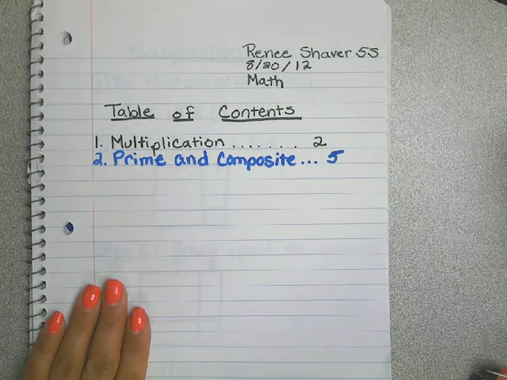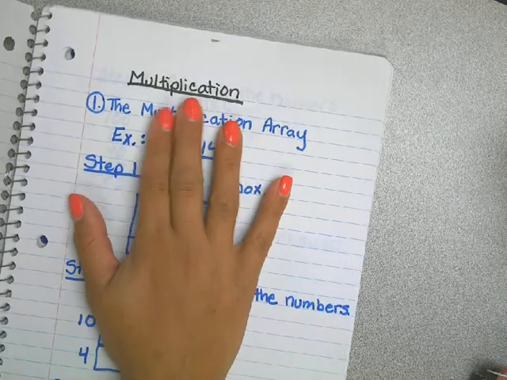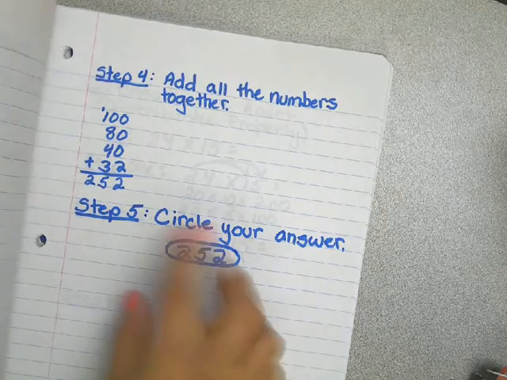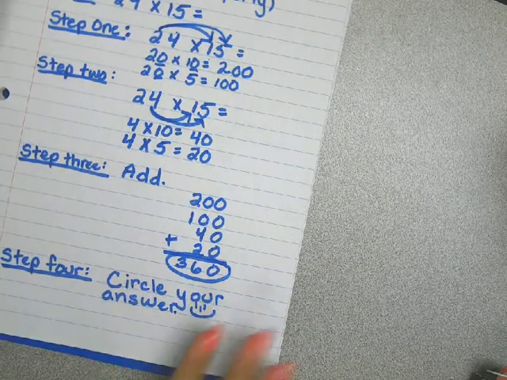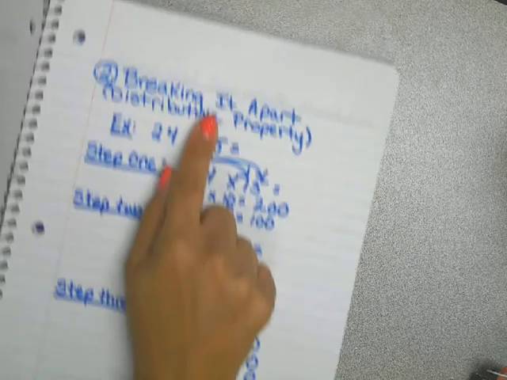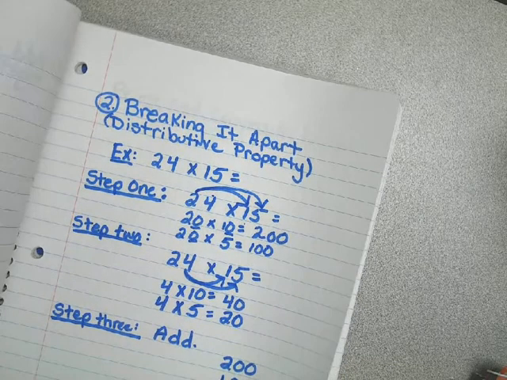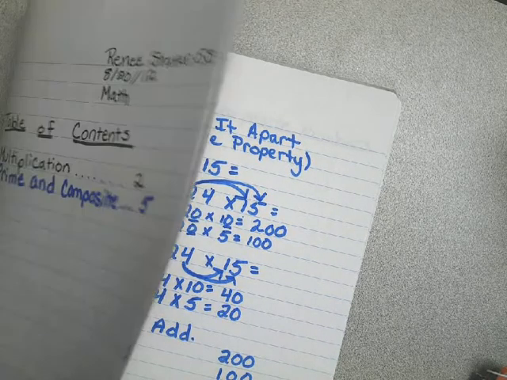And when you're ready, did you get this written down? Okay, so here's how I numbered, in case you're confused. Table of contents was page 1. Page 2 was when I started multiplication. We learned about the array. And then it took me another page. And then page 4, I wrote about breaking it apart.